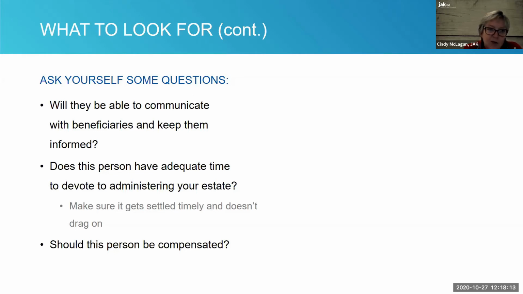And one of the final questions you should ask yourself is, should this person be compensated? A lot of times if it's a family member, if you ask the person, they'll say, oh, no, you don't have to pay me. But it's something to consider, because if a person is being compensated, frequently they will work harder or do a better job and keep records to administer your estate, if they know they're taking some money for that task. And then you would offer them a reasonable compensation.